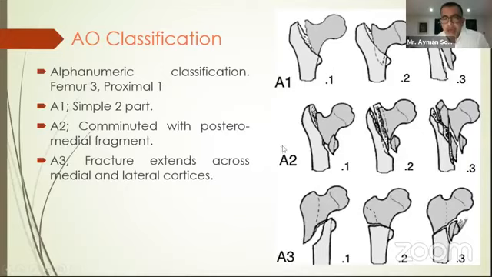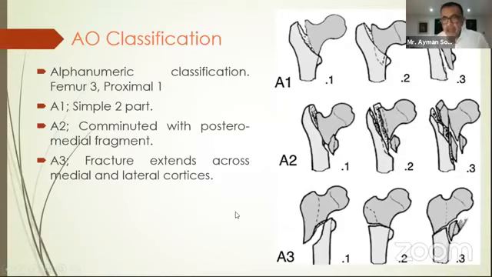Now, the other type is A2. A2 is a multifragmentary fracture, so the 3-part fracture is A21. If we have more than 3 parts, it's going to be A22. If the fracture extends medially more than 1 centimeter beyond the lesser trochanter, it's A23. A3 fractures are basically subtrochanteric fractures with breach of the lateral cortex, with A31 being the reverse oblique, A32 is almost transverse fracture, A33 is multifragmentary subtrochanteric fractures.